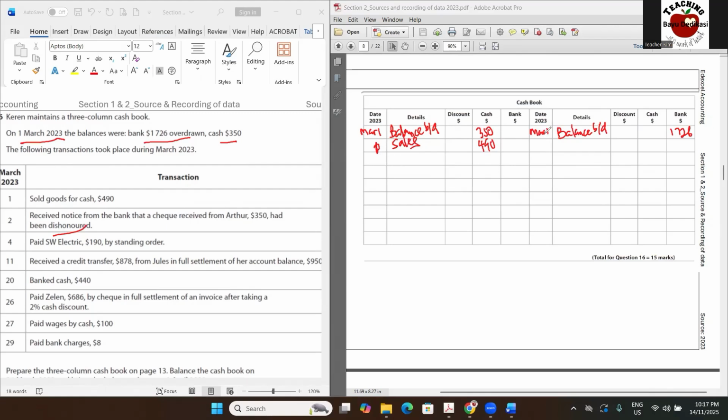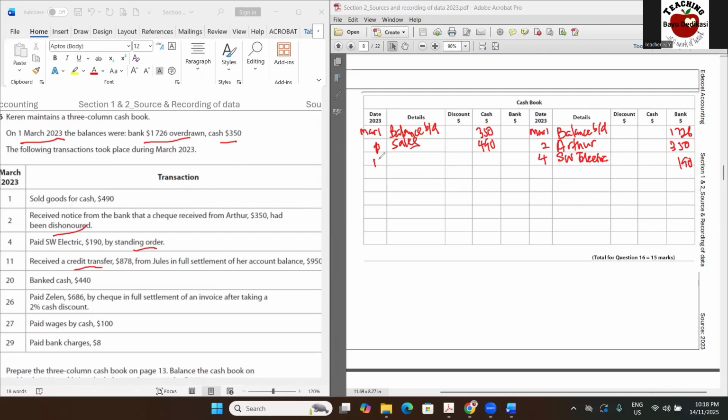Now the check, the bank rejected, so we have to return it back to Undo. So this is a check amount, that means under the bank, 350. Pays SW electricity, standing order is a bank transaction. You saw the word pay, that means this is on the credit side, SW Electric, under the bank, 190.